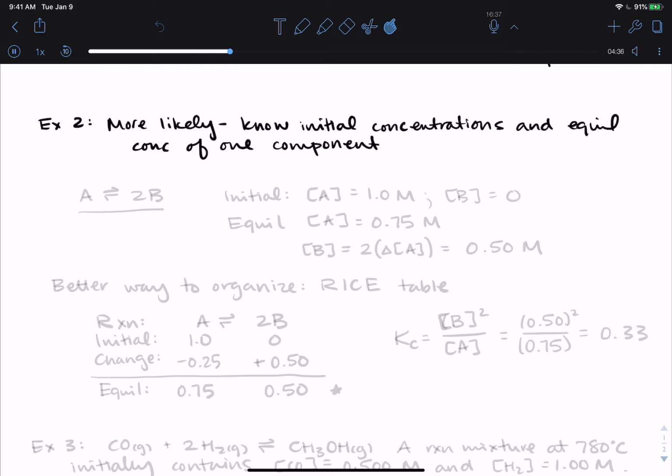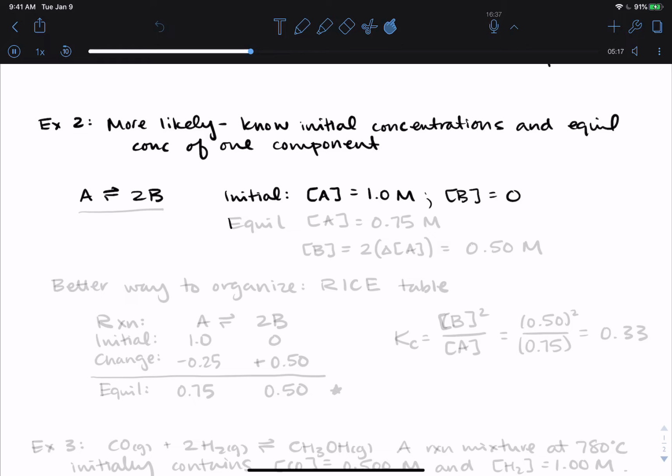In this generic example, the reaction is going to be A in equilibrium with 2B. I'm not going to put whether it's gas or aqueous. We're just going to use concentrations, and neither of these would be a liquid or a solid, so both things are going to appear in the equilibrium constant expression. We are told that initially A has a concentration of 1 molar, B has a concentration of 0.